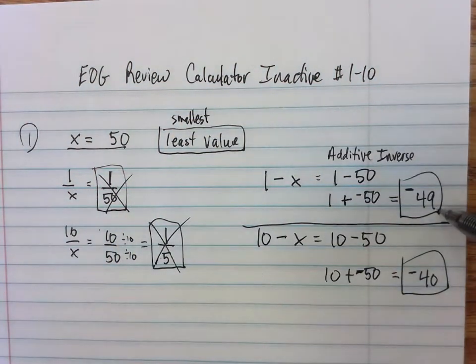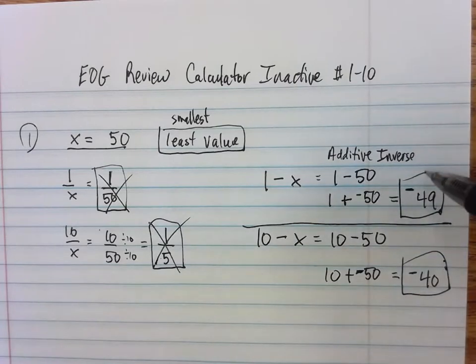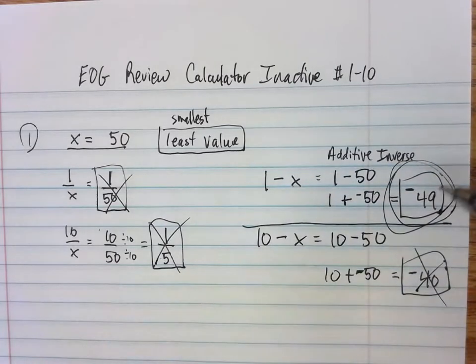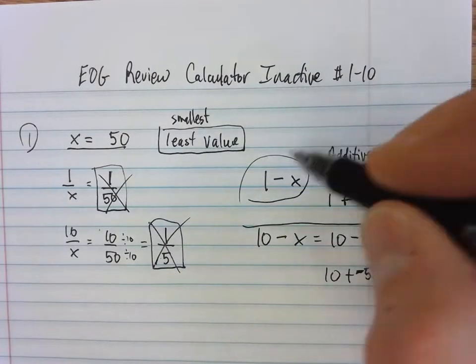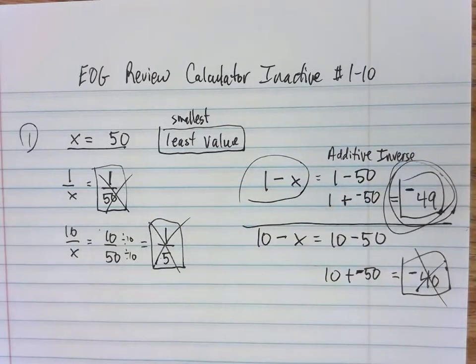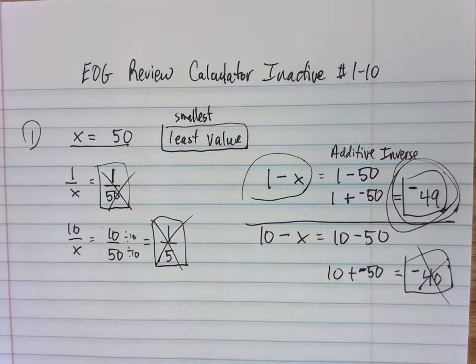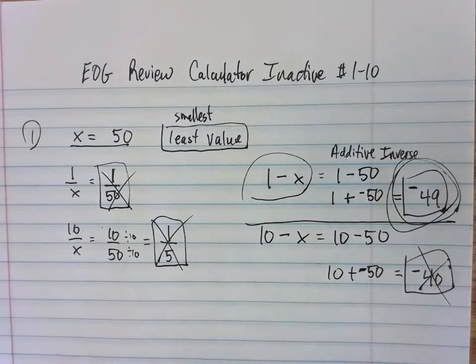So I like to think about it in terms of cold temperature. Okay, if I'm thinking about this in terms of temperature, would you be colder at negative 49 degrees or would you be colder at negative 40 degrees? And I'm hoping that you would say you would be colder at negative 49. And that would be the one that you would want to choose. Okay, the 1 minus X, or the 1 minus 50 in this case, would give you the smaller value, and that's how that works.